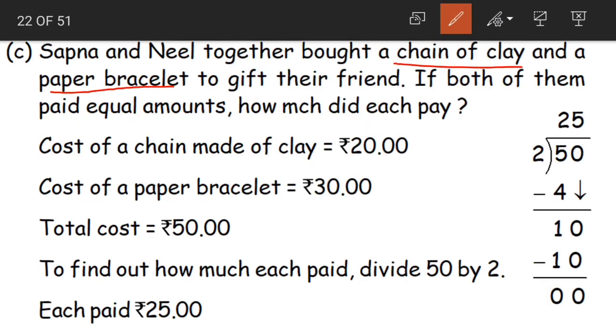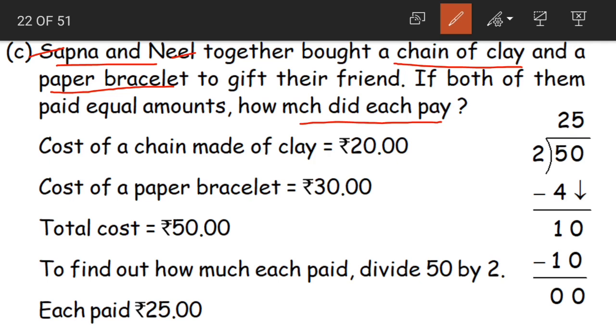And what are they saying? As both people here bought the items combinedly, they have to pay in equal amounts. We cannot say that only Sapna should pay the entire amount or Neil should pay the entire amount. They both bought together for a friend, so that is why they have to pay equally. Now how much did each pay? We have to find out.